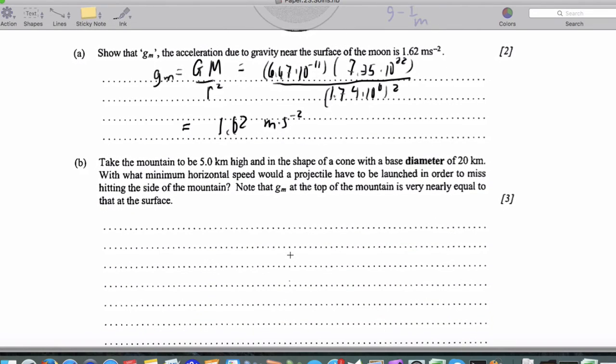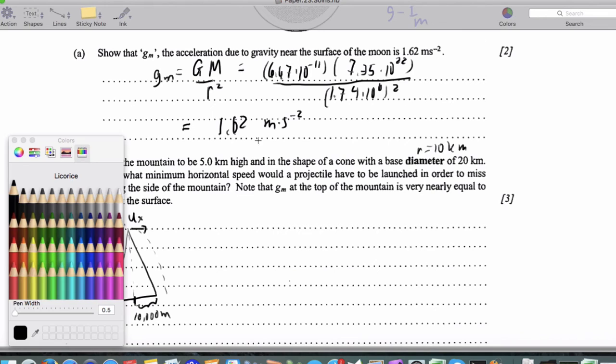All right, now for part B. We're told that we have a mountain with a diameter like this, and here's the idea. The radius is 10,000 meters because it's 20 kilometers. Cut that in half to get the radius. So r is 10 kilometers. And here's the idea. We're going to throw this rock. It's going to have a horizontal speed, but let's not even worry about that.